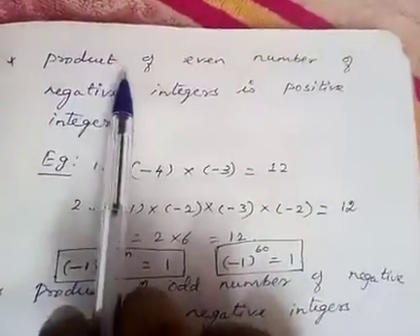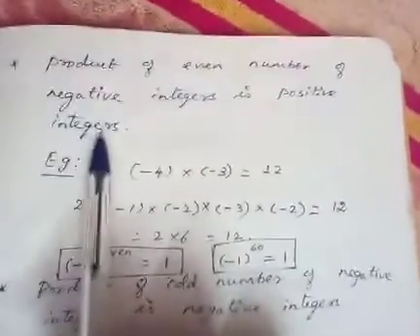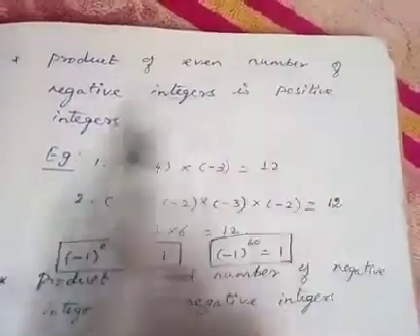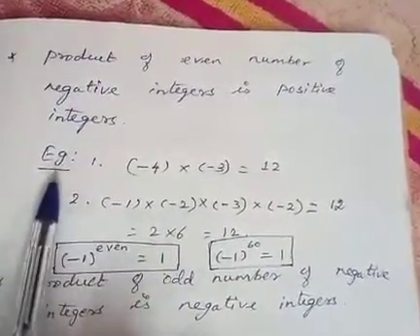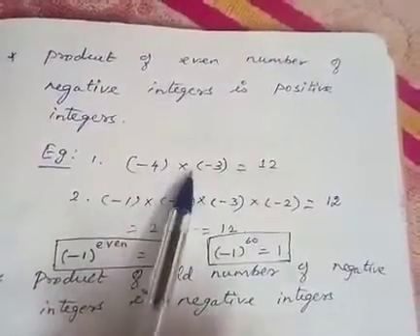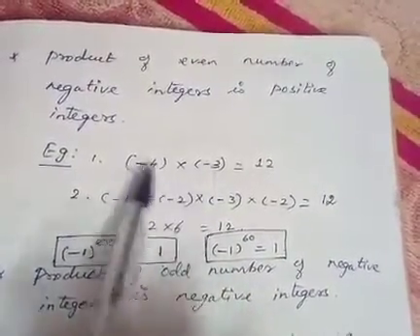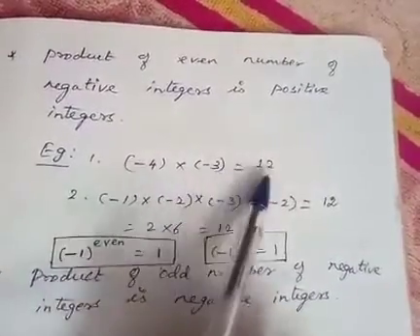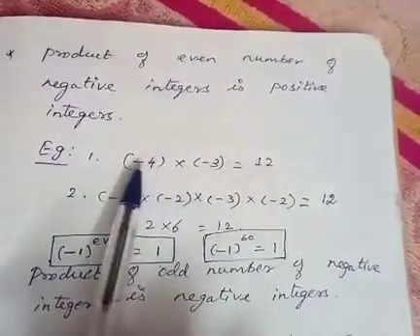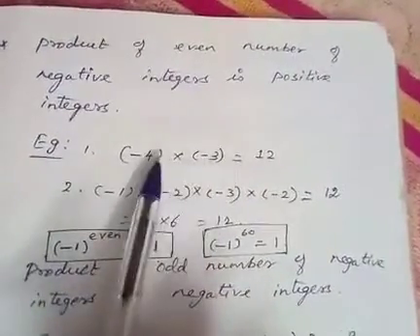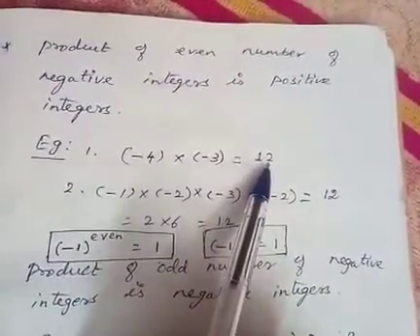Then the product of an even number of negative integers is a positive integer. For example, minus 4 into minus 3. So here the product of an even number of negative integers, the answer is a positive integer. So minus 4 into minus 3, minus into minus plus, 4 3s are 12. So the answer is positive.